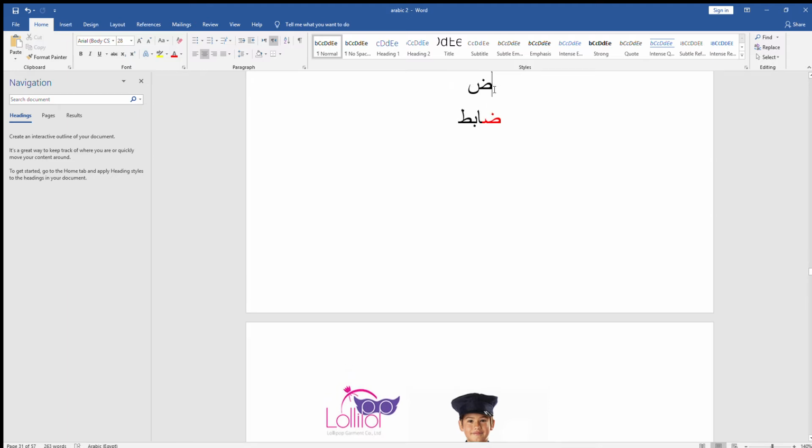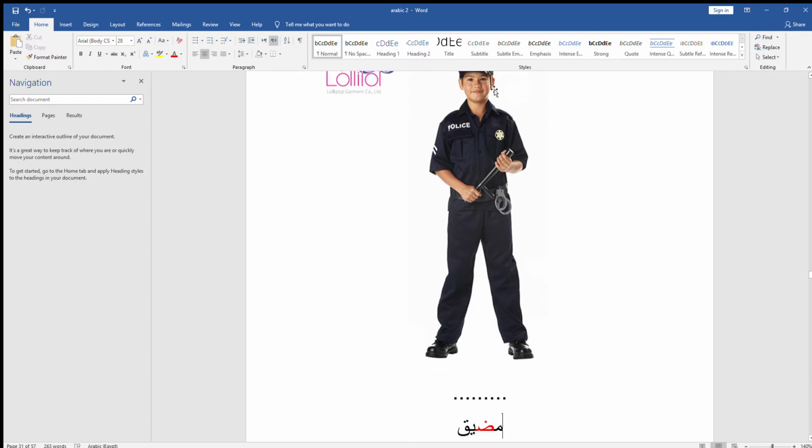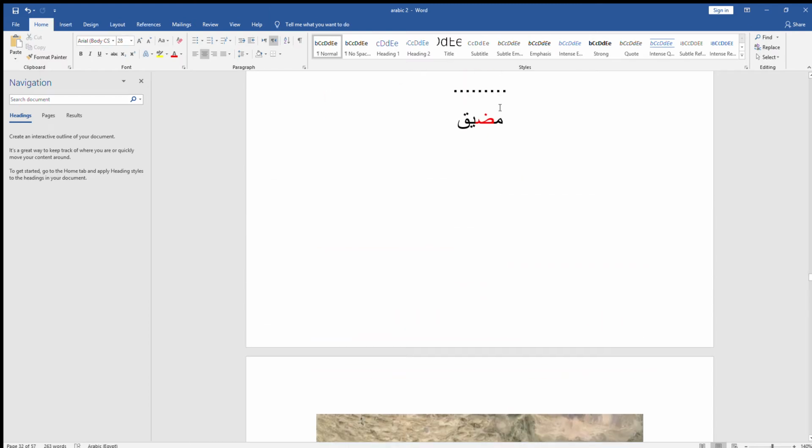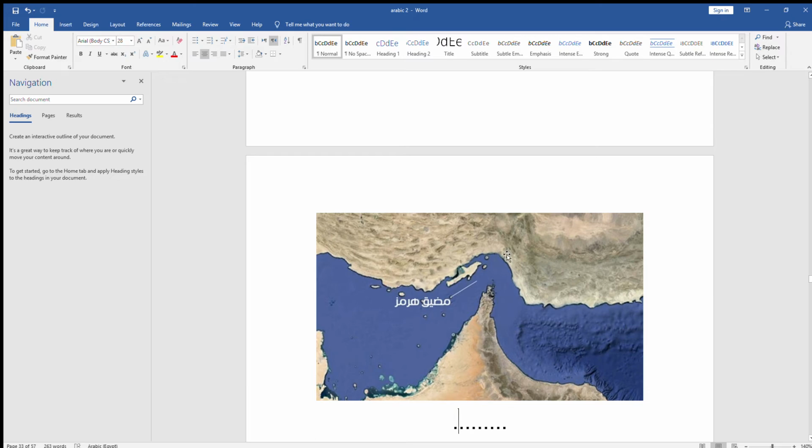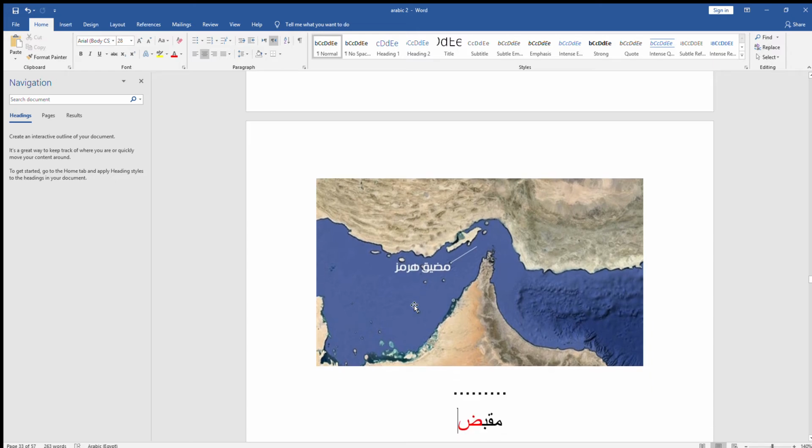ضاد at the beginning of word like ضابط. He is ضابط. ضاد between two letters like مضيق. This is مضيق. مضيق Hormuz. This is مضيق and this is Hormuz.